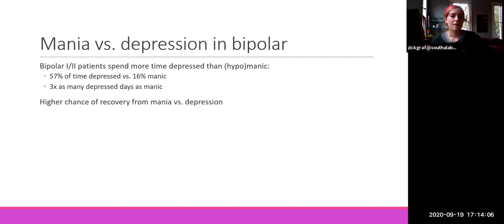So people with recurrent chronic bipolar disorders spend about 60% of their lives in a depressive episode and about 15% in a manic episode. And that translates to about 3 times as many days of their life feeling depressed as feeling manic. The other thing that indicates is that the manic part of bipolar 1 and 2 is actually less stable and less chronic than the depressive part, and also that it's more treatable.